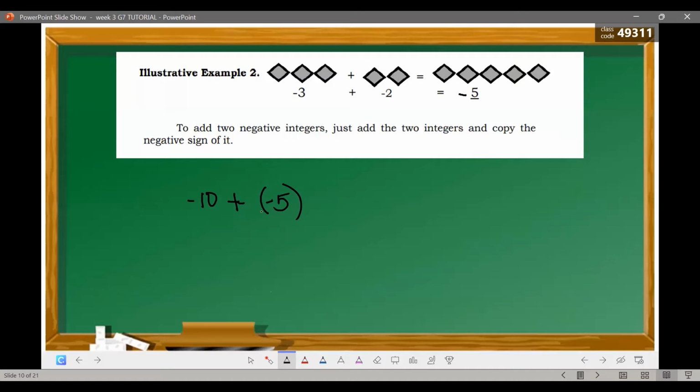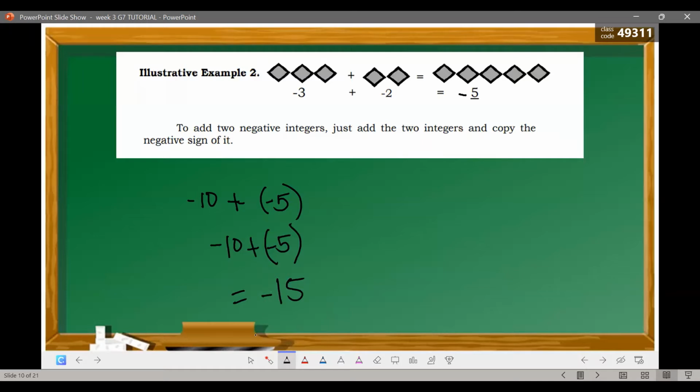Okay? Kasi pag hindi natin nilagyan yan, magiging ganito ang itsura niya. Negative 10 plus negative 5. So, malilito tayo ngayon kung ano ba ang operation na gagamitin natin. Okay? So, ang operation dyan is plus. So, dapat may parenthesis dyan. Okay, so proceed na tayo. So, we're adding two like sign integers. Magkapareho ang sign nila, parehong negative. So, therefore, we're just going to add 10 and 5. So, that is 15. Then, copy the negative sign.